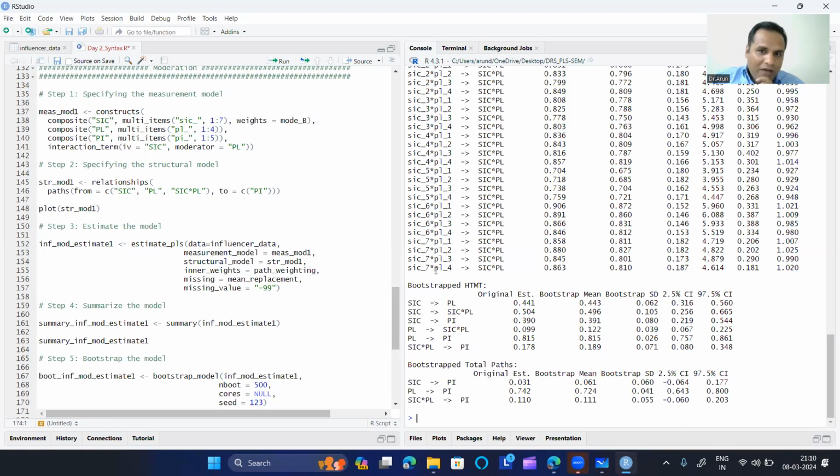Are they rejecting because of R? Now I've started doubting it. So now what you can do is, instead of saying R, simply say I've done all my analysis in Smart PLS 4.